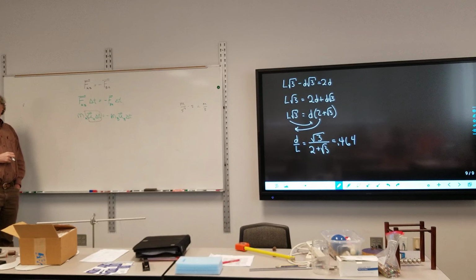All right, what's the formula for acceleration? The change of velocity over the change of time. So acceleration times the time is the change in velocity.